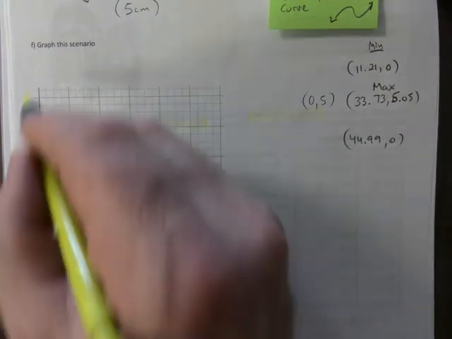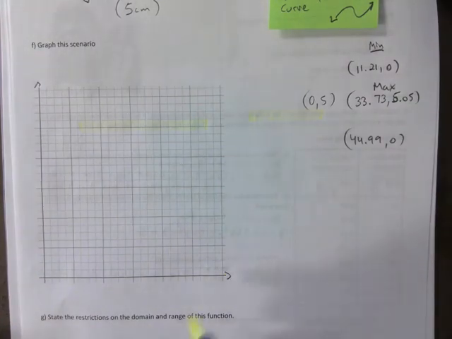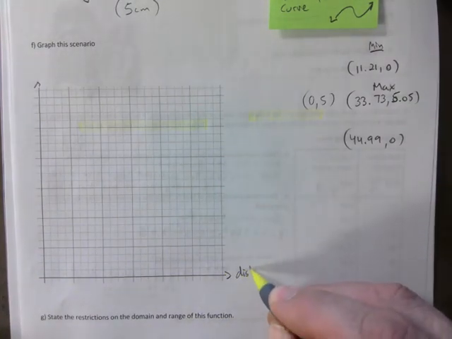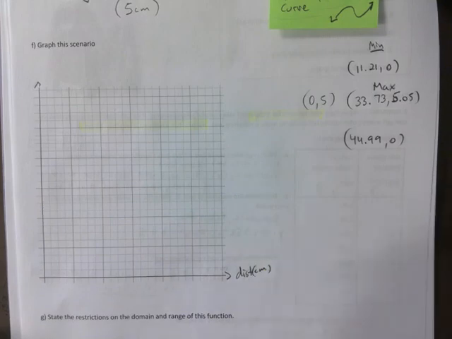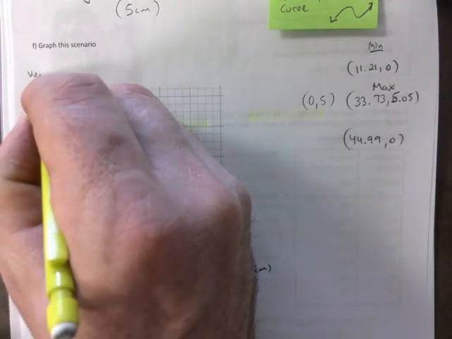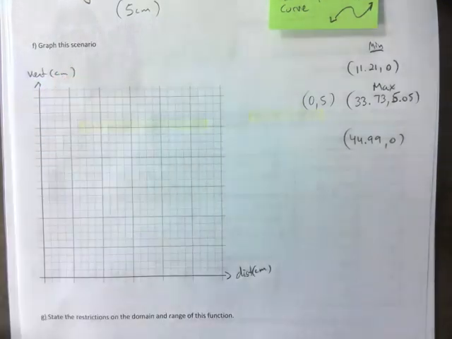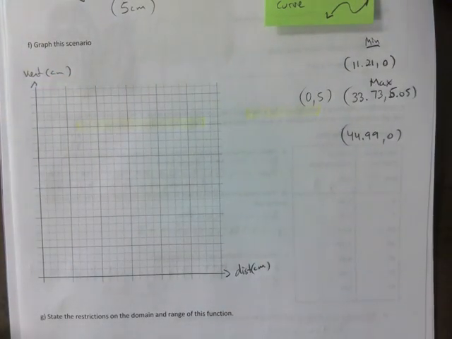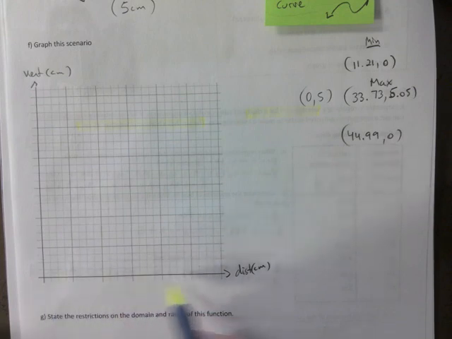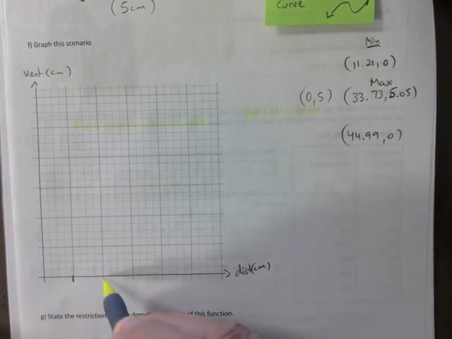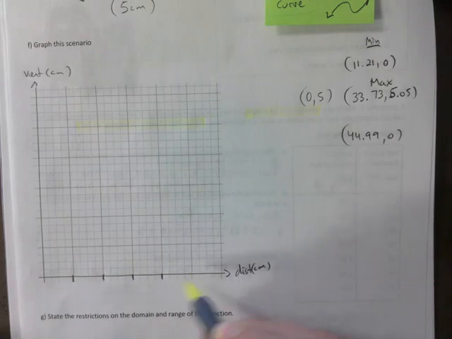So here we go. This would be distance in centimeters. This is vertical in centimeters. Vertical displacement, good enough. I need to go all the way to 45 here, so let's see. 10, 20, 30, 40, 50. So I'm going to go up by tens.